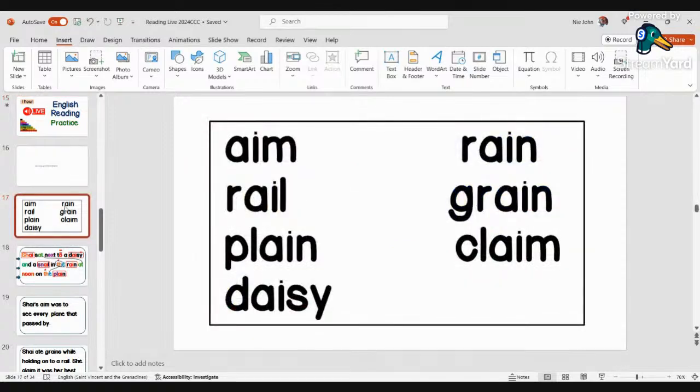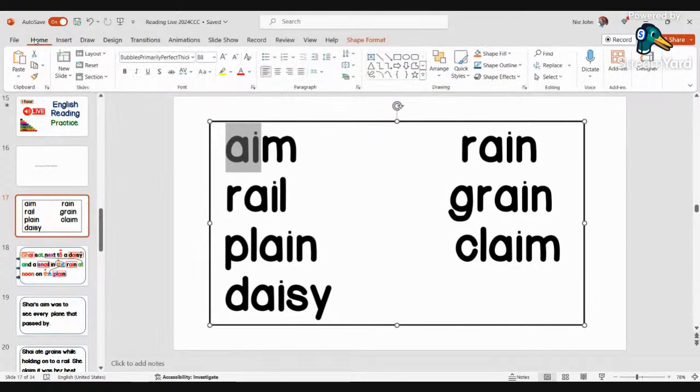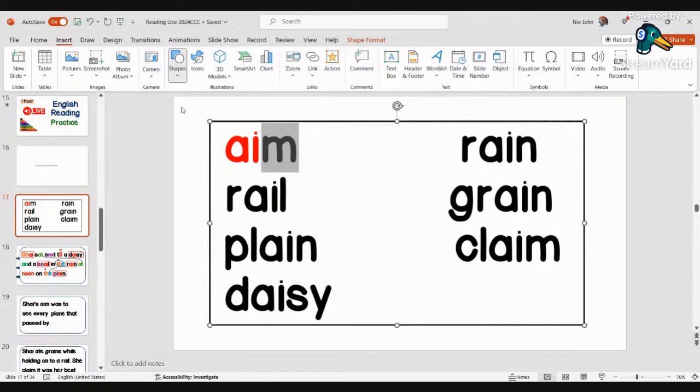In our last session, we did this song, A and I together, and we said when we have A and I together, it makes the sound A. So this word, we can call it very quickly: aim. Our word here is aim. And we said that when you aim at something, you're pointing at it.